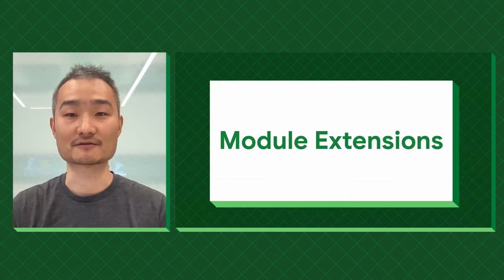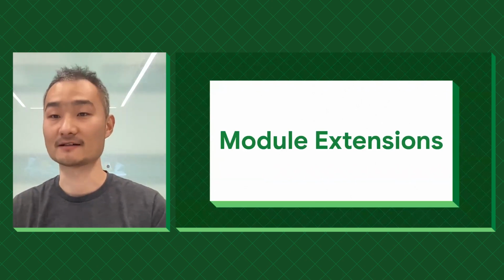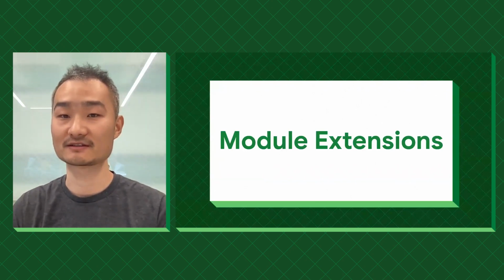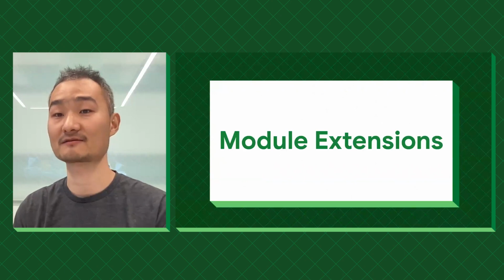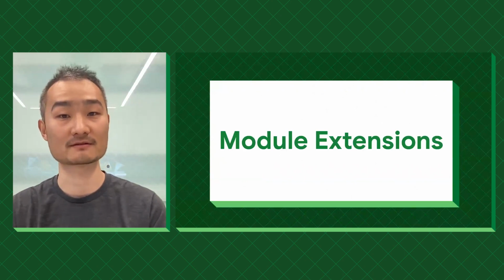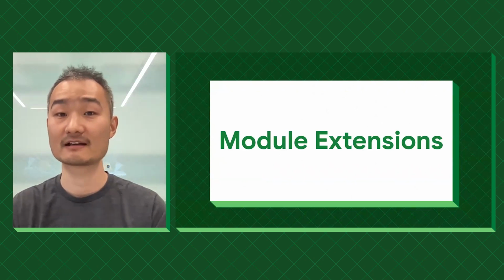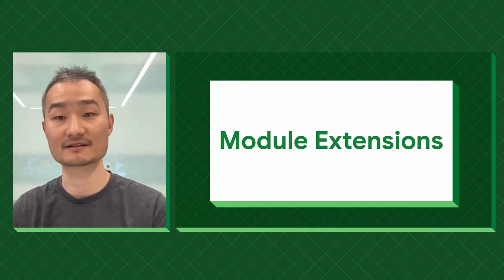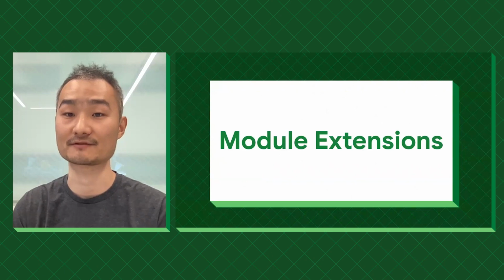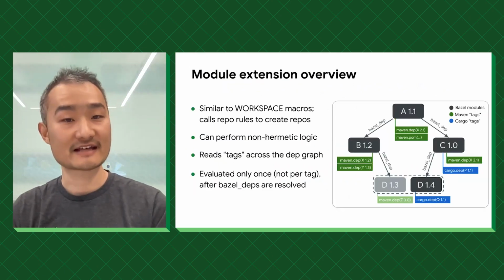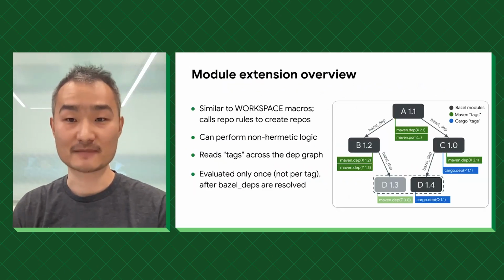Module extensions allow you to write and use extensions in module.bazel files. They're functionally similar to today's workspace macros in that you can invoke repo rules to create repos, but differ in the sense that they get access to the entire dependency graph and can perform arbitrary non-hermetic logic, such as talking to your non-Bazel registries. In this example, the gray blocks are Bazel modules.